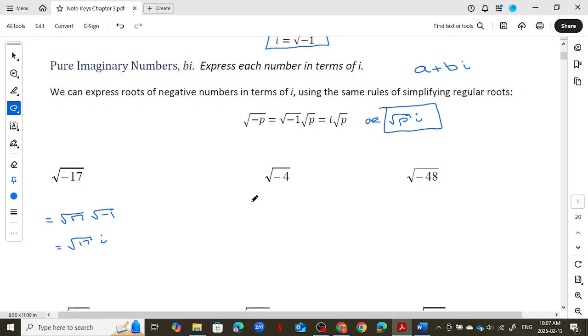If you have something that's a perfect square, you're going to do the same thing. You've got the square root of 4, square root of -1, but then this time the square root of 4 is 2, and then the square root of -1 is i, so we get 2i.